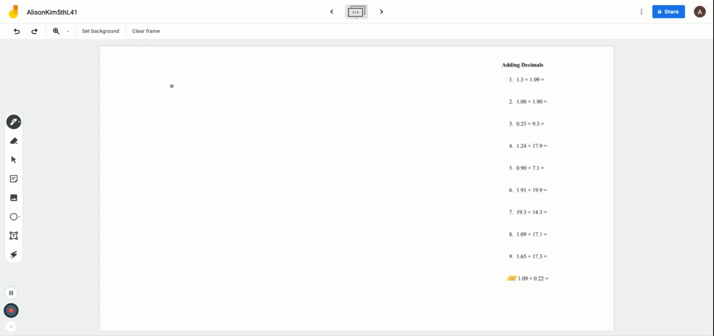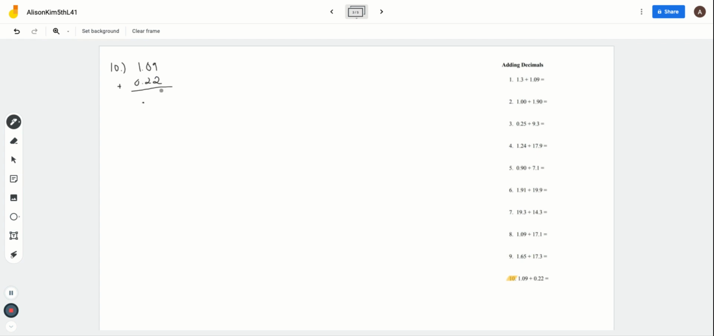Now we're going to be adding decimals. This has the same rule as the place values. You need to make sure that all the numbers are aligned, especially the decimal places. So we're going to do number 10. Number 10 gives us 1.09 plus 0.22. Now we have the decimal places matched up, so we're going to bring it down.